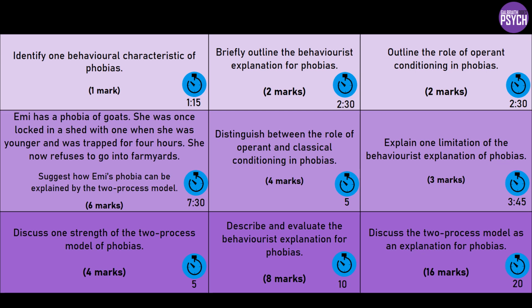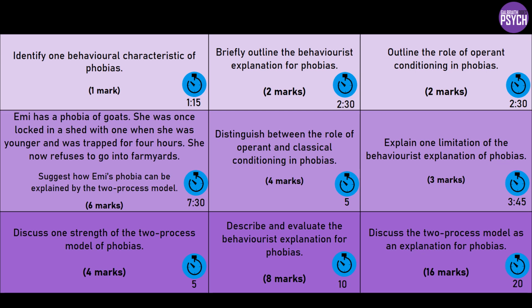So for bigger questions, remember they're levelled. You want the specialist terminology, you want the detail and the accuracy. You're going to use terms like your UCS, your NS, your UCR, your CS, your CR. And then in terms of the operant side, you're going to use terms like negative reinforcement. Okay. For an 8 marker, I'd be looking probably for 2 evaluation paragraphs.